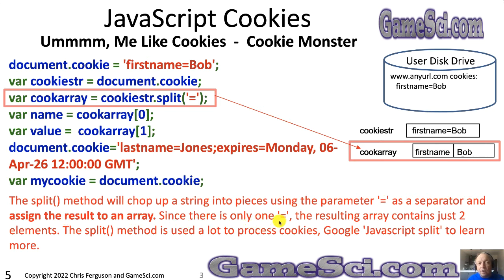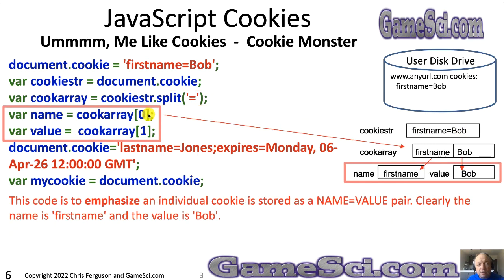Since there is only one equal sign, the resulting array contains just 2 elements, the name and the value. The split method is used a lot to process cookies. Google JavaScript split to learn more about the split method. But really all we're doing here is splitting this bigger string into 2 pieces using that equal sign. The first one goes into slot 0 of the cook array, and the second piece goes into slot 1. Name equals cook array position 0. Value equals cook array position 1.